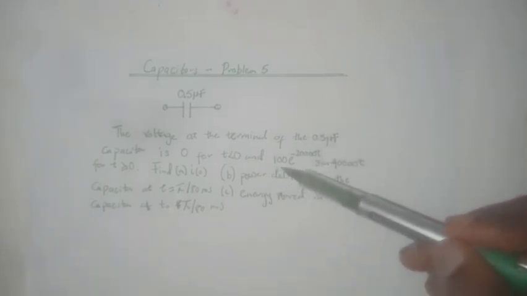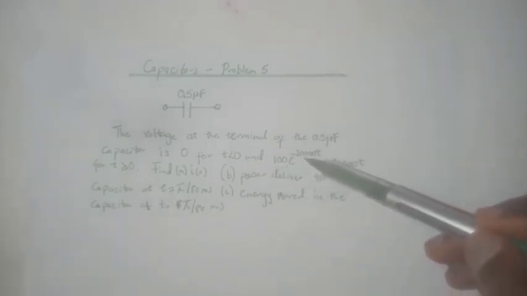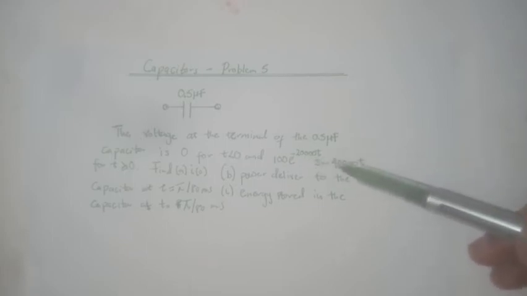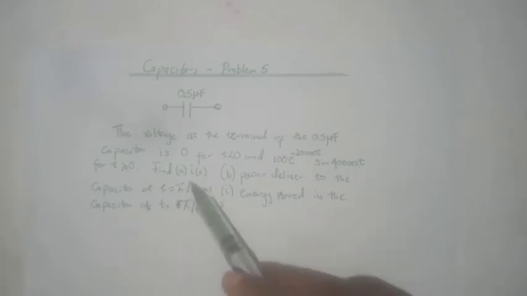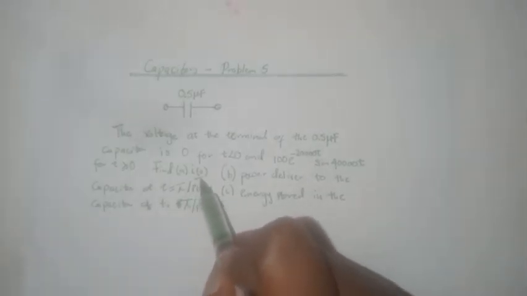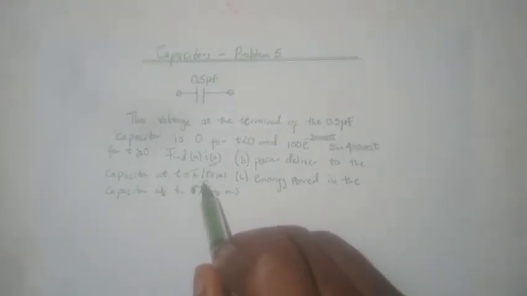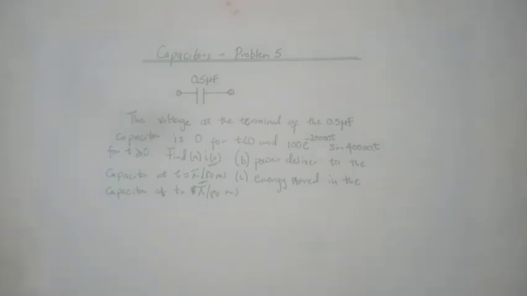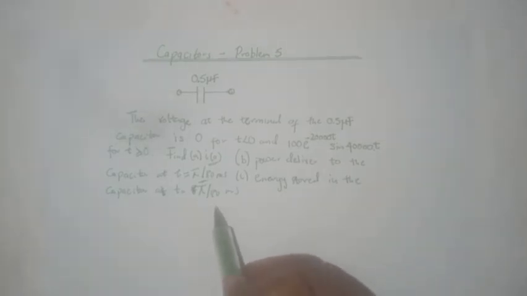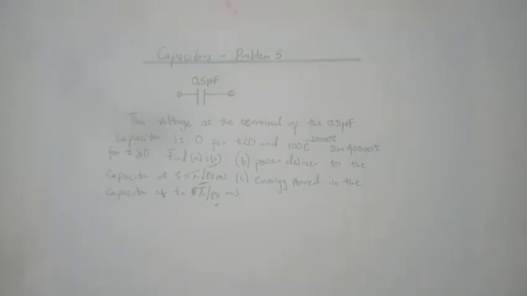Then at t greater than 0, we have a voltage of 100 e raised to the power minus 20,000 t times sine 40,000 t. Now we are required to find the current at t equals 0, the power delivered at t equals pi over 80 milliseconds, and the energy stored in the capacitor at t equals pi over 80 milliseconds.